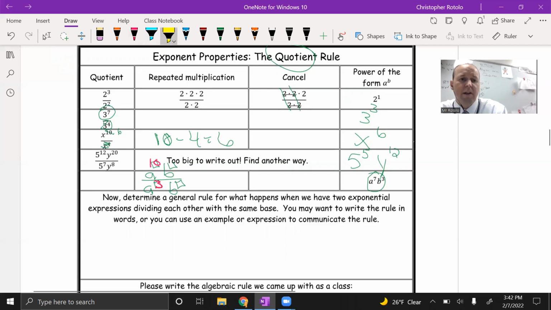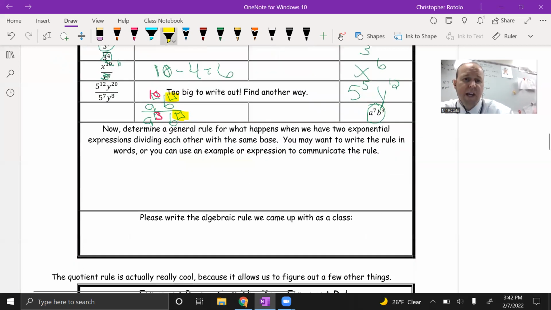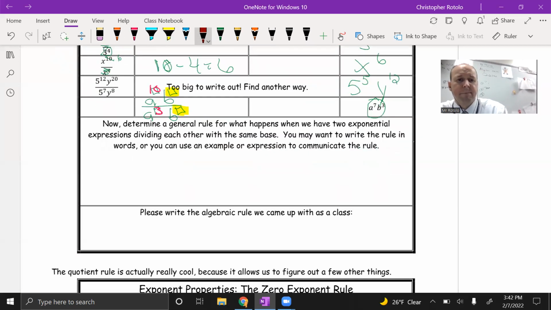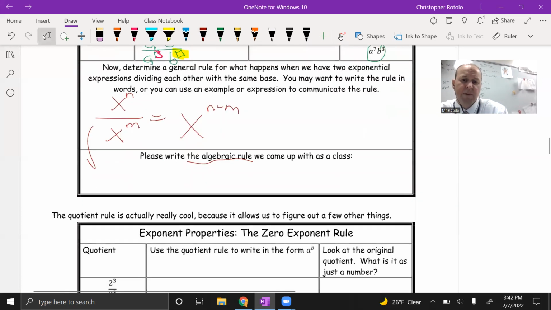Okay, your turn. All right, let's fill these in and see what you can do with it. And the general rule, what's happening here? All right, if I gave you x to the nth power over x to the mth power, I just like to exaggerate that, that'd be n minus m. Okay, and then we're going to come up with an algebraic one. So plug some numbers back in here and rewrite that.